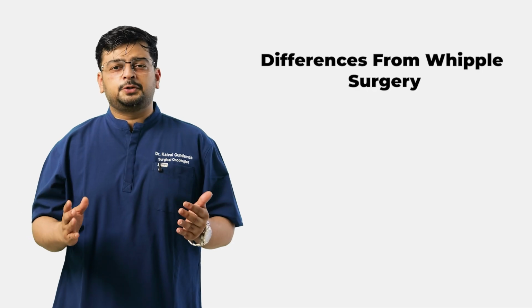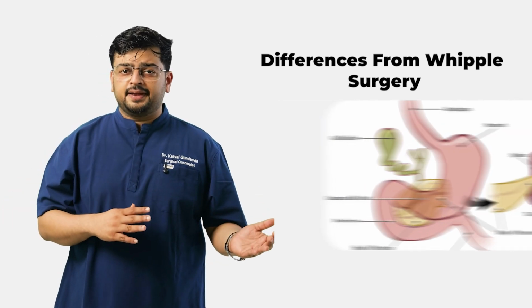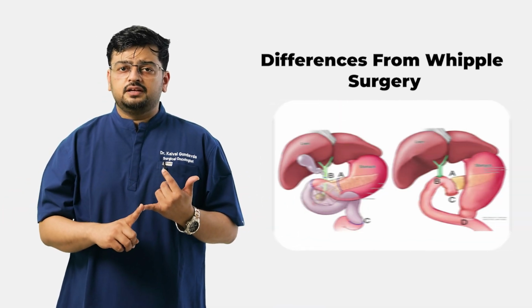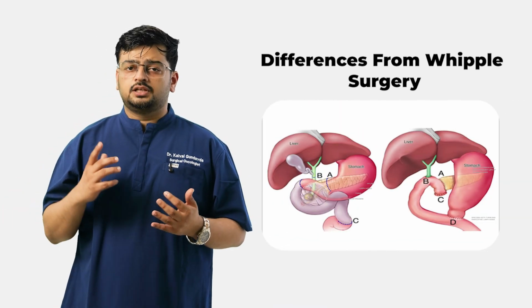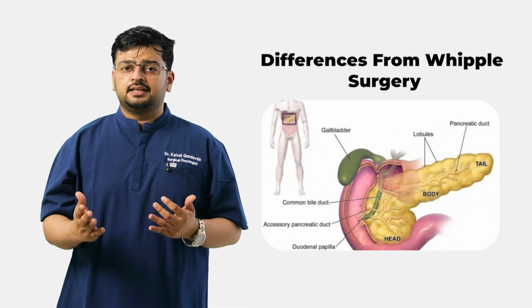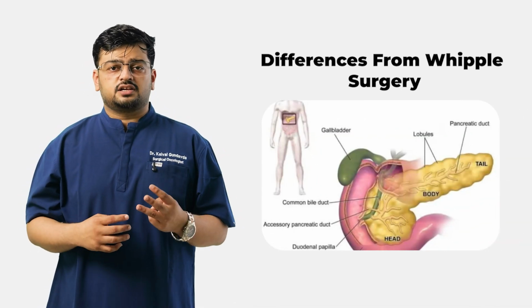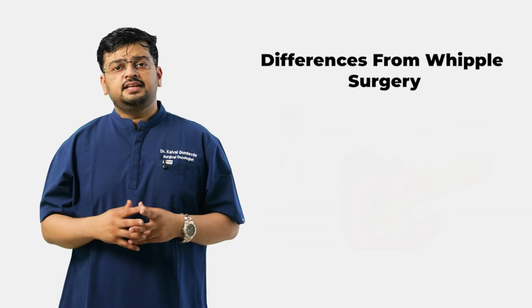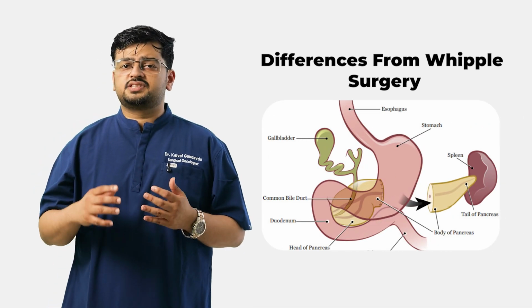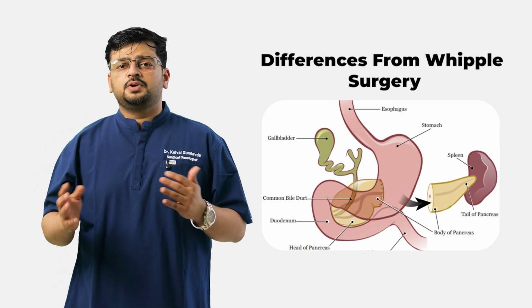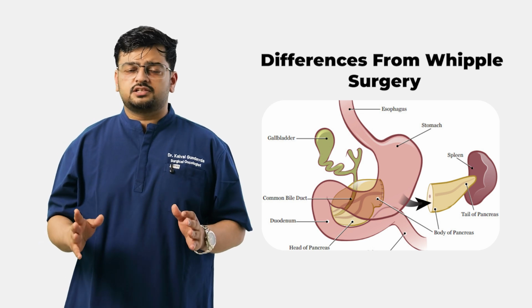The key differences between a Whipple and a distal pancreatectomy are: the Whipple removes the head of the pancreas, the duodenum, part of the bile duct, the gallbladder, and sometimes part of the stomach. It requires three reconstructions to restore continuity. In distal pancreatectomy, we remove the tail and body with or without the spleen, with no reconstructions of the digestive tract. That is why distal pancreatectomy is technically less complex and recovery is usually smoother compared to the Whipple.